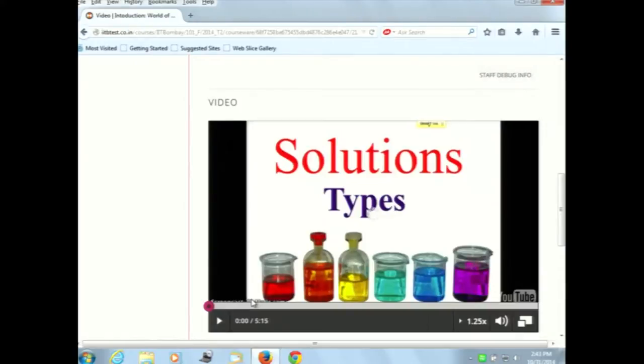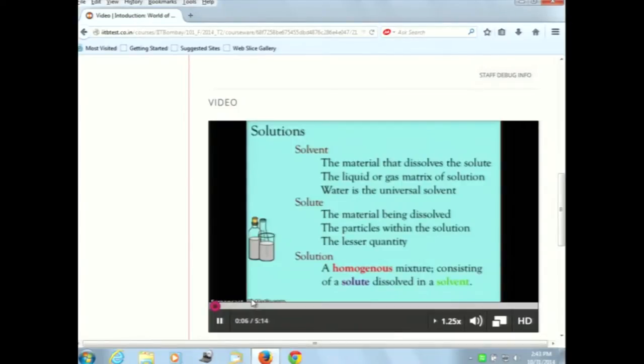In the second video, we have given another clarification regarding solutions, the different types of solution. Let's look at types of solutions. So first, let's review. For a solution, you have the solvent. Carrying on from the first video, that is solvent and solution.